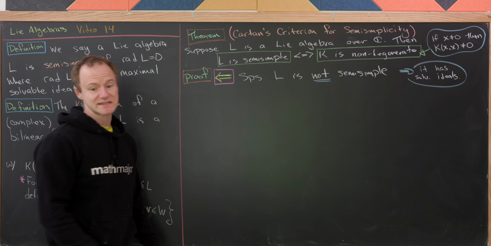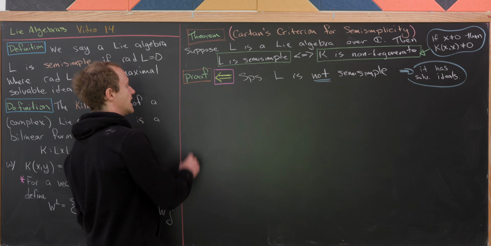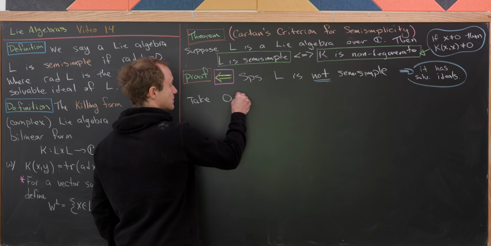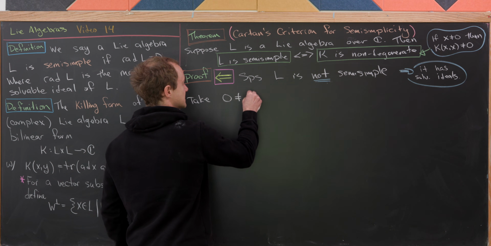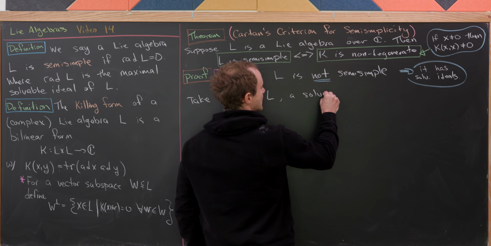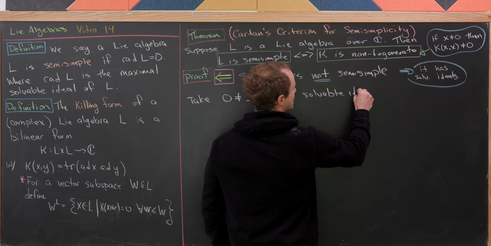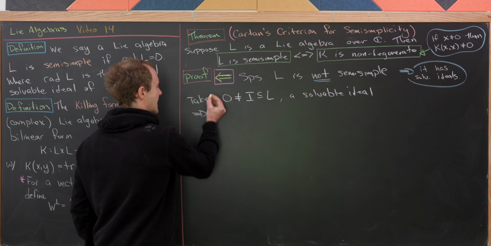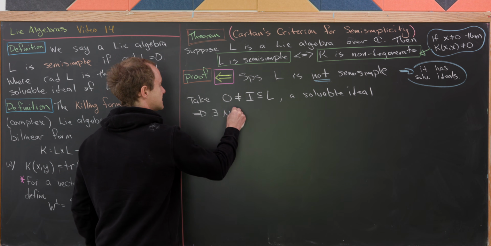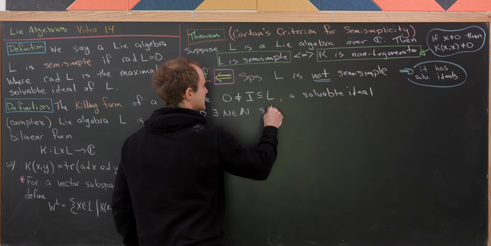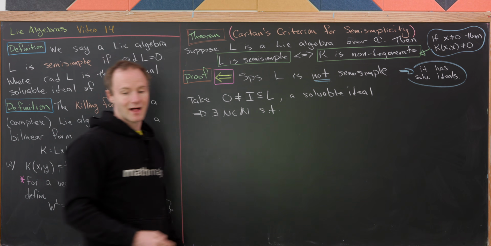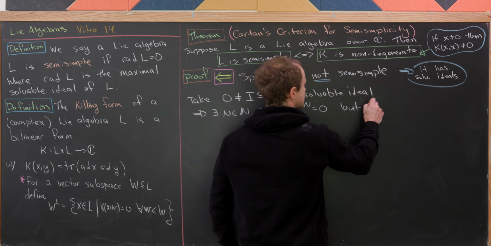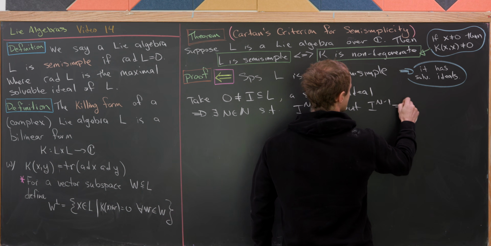Okay, so let's take one of these solvable ideals. Let's take I, and I'll make sure to say that this is non-zero. So we've got a non-zero solvable ideal. But what does that tell us? Well, that tells us that there exists some natural number n such that I upper n is equal to 0, but I upper n minus 1 is non-zero.